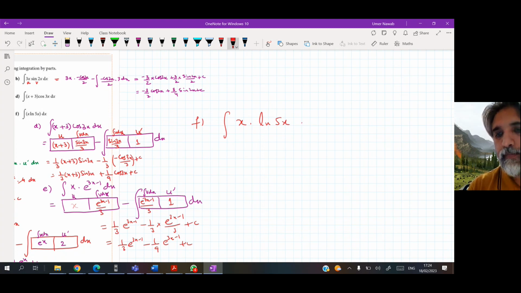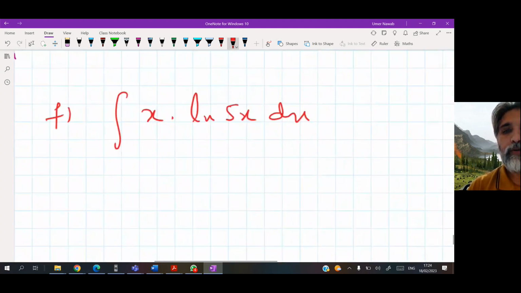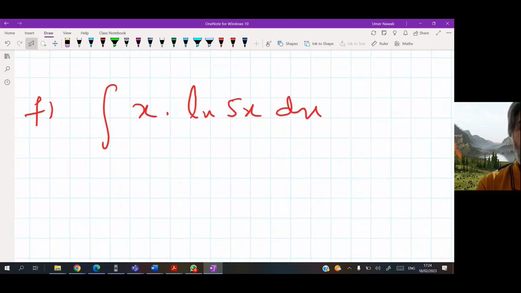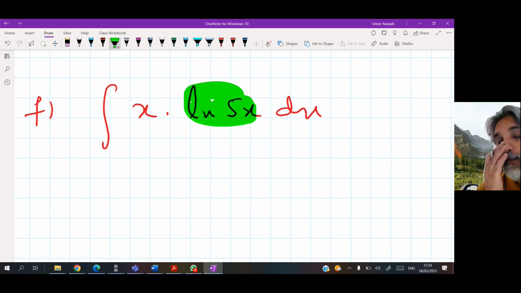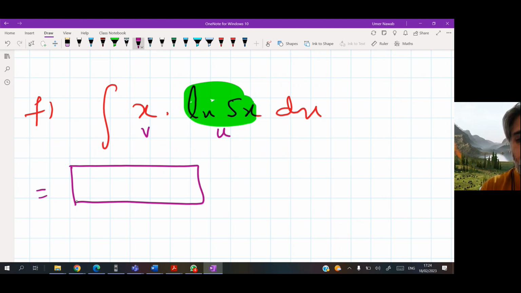It's a different thing, which I want to highlight here. Whenever you see ln, ln cannot be taken as v. This is well understood because integration of ln is not commonly known. So that's why it is always u and this is v. This is the difference. You need to keep it in your mind. Let me make the boxes.